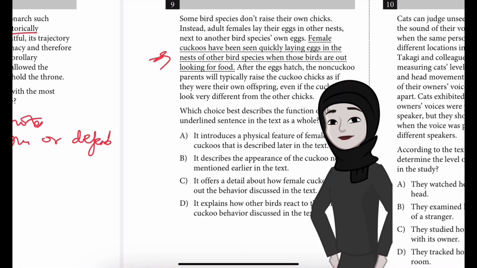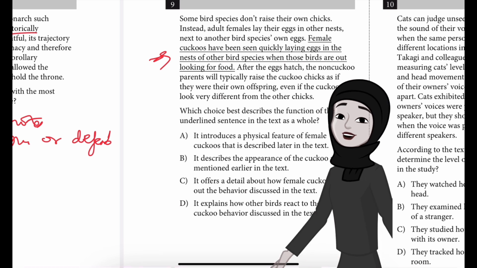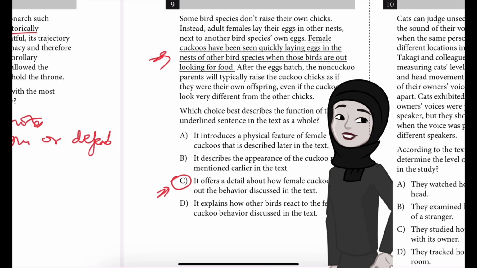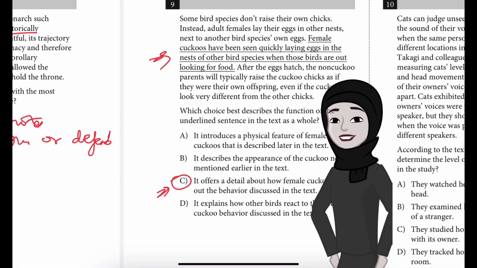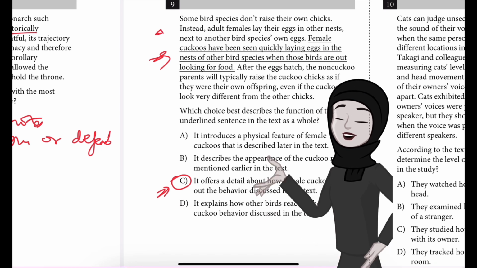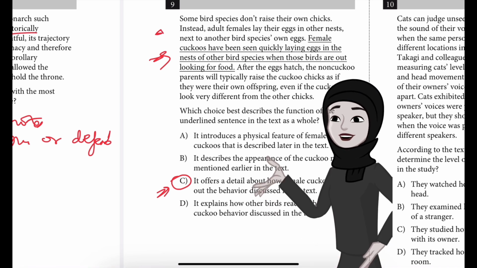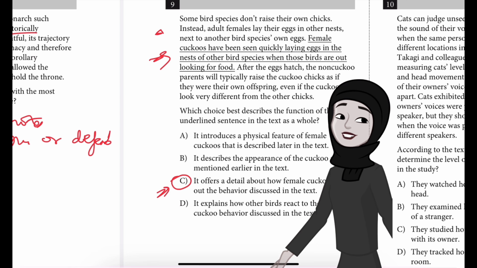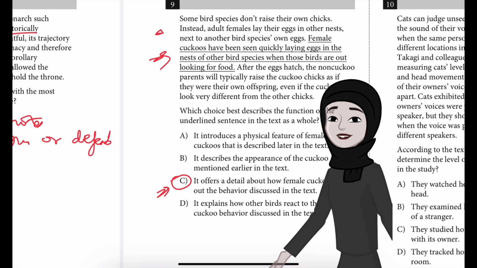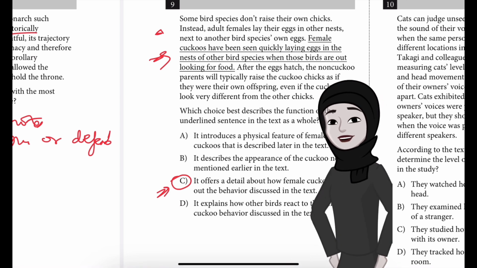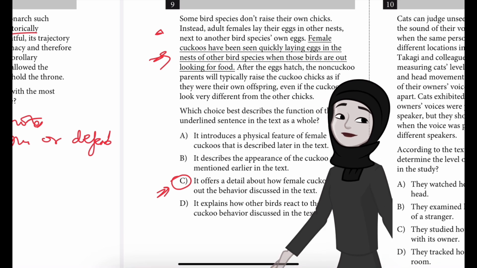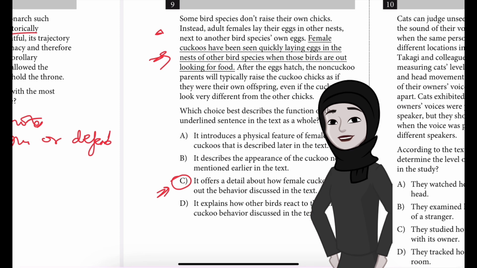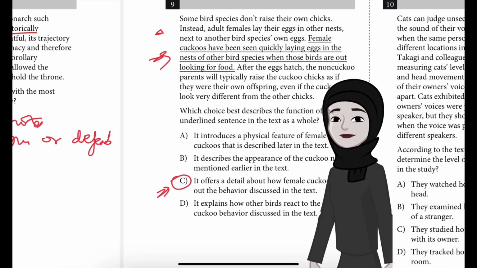If we look carefully, we can easily answer this question. Choice C is the best one. Why? Because it's the best one to describe how the underlined sentence functions in the text as a whole. The first two sentences say some bird species don't raise their own chicks; instead, adult females lay their eggs in other nests next to other bird species' own eggs. That is mentioned in the first two sentences. It just establishes that birds of some species don't raise their own young. So they are talking in general about these types of birds. Instead, they lay their eggs in the nests of birds of other species.